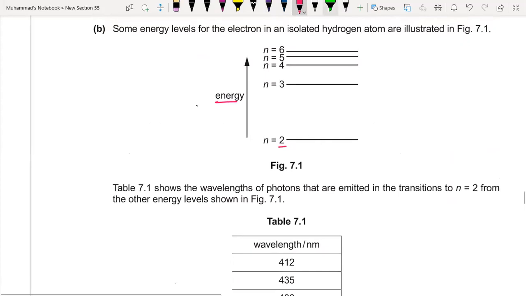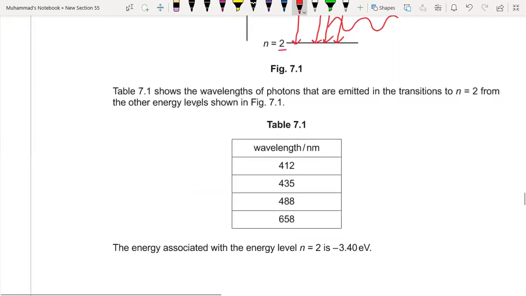So what they represent: when an electron jumps from here to here, it will emit a photon of one wavelength. From here to here, it will emit another wavelength. From here to here, it will emit another wavelength. So these are four possible transitions to N2, and that's why we are given these four wavelengths.